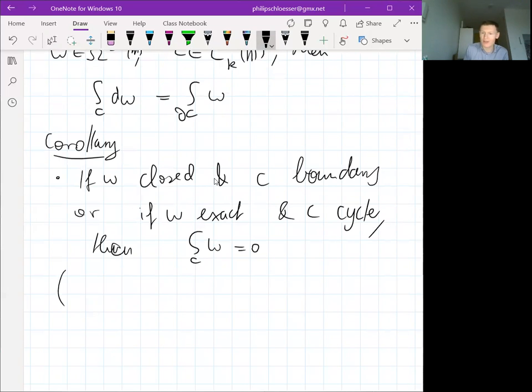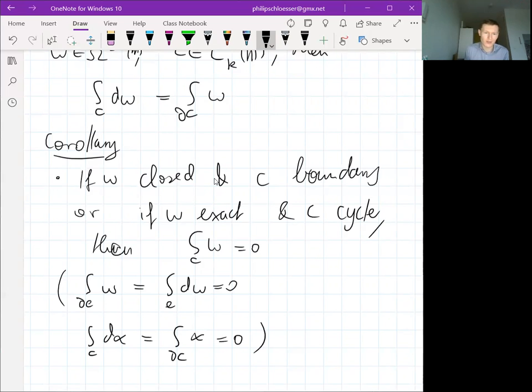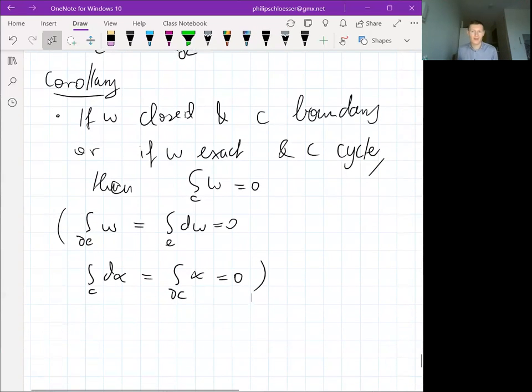Just because in one case we have the integral over some boundary of a closed form, which is then equal to that integral, but omega was closed, so that is 0. Or in the other case, we have the integral of d alpha, which is equal to the integral of alpha over the boundary of C, but C was a cycle, so it has no boundary, and that is again 0.